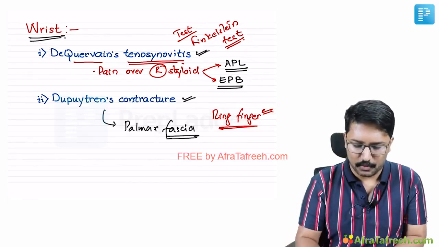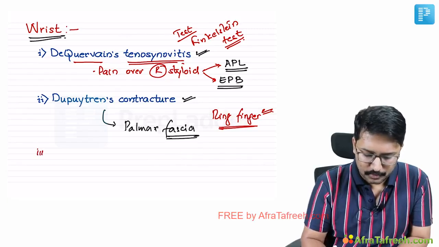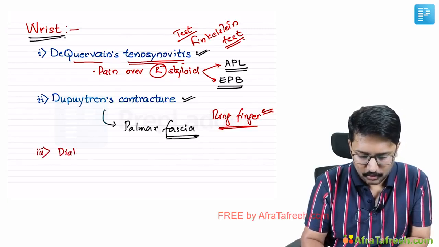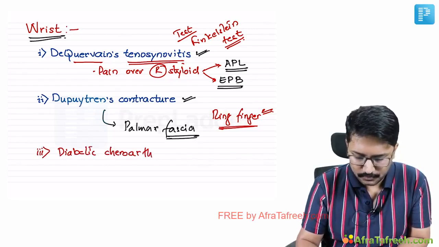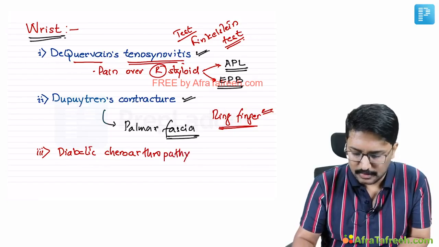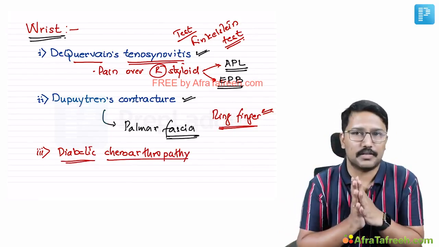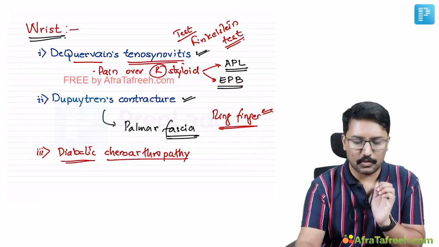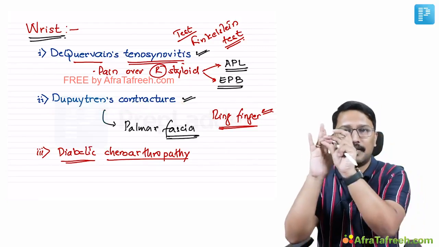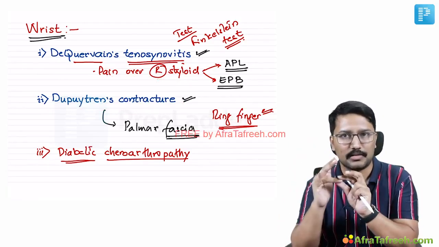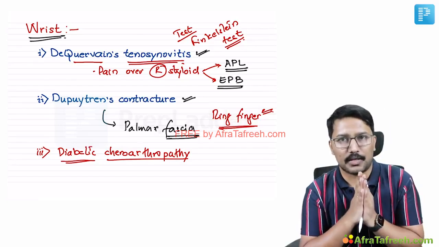Then the second wrist condition we have already spoken about is Dupuytren's contracture. The third thing we should also know is something called diabetic cheiroarthropathy. Okay, what is diabetic cheiroarthropathy? Here, patients usually present with fixed flexion deformity of the fingers. Why am I talking about it? Because we have already spoken about Dupuytren's contracture, where patients present with fixed flexion of the ring finger and eventually maybe other fingers. In diabetic cheiroarthropathy also, patients can present with fixed flexion deformity.